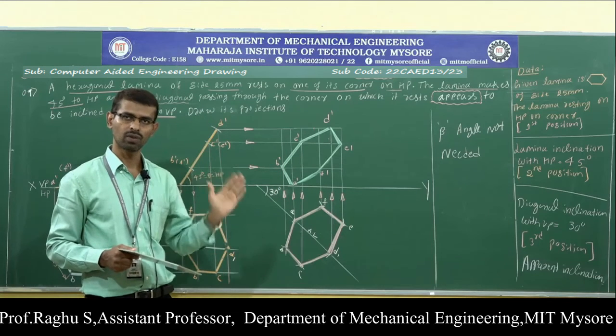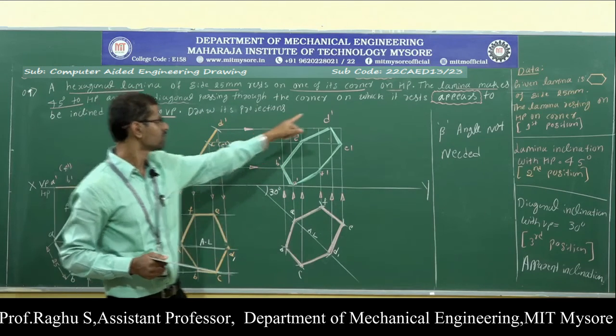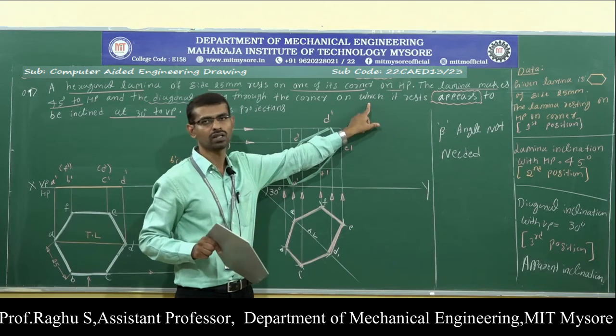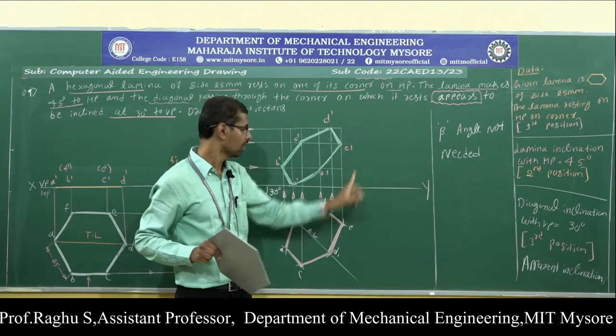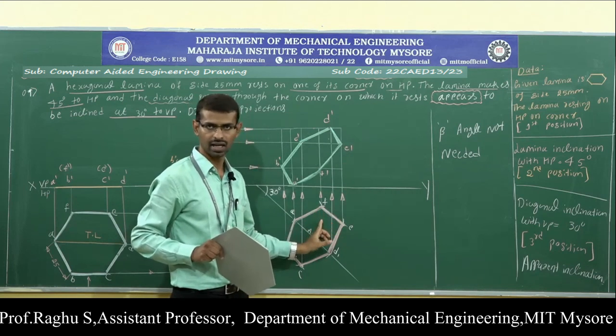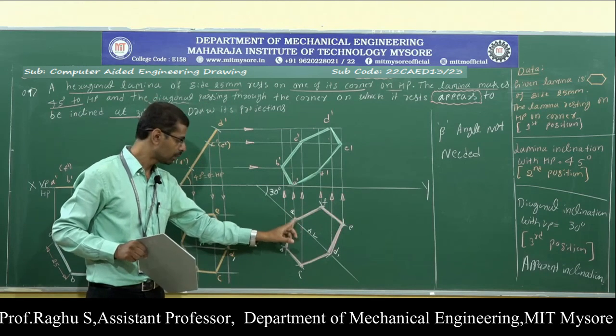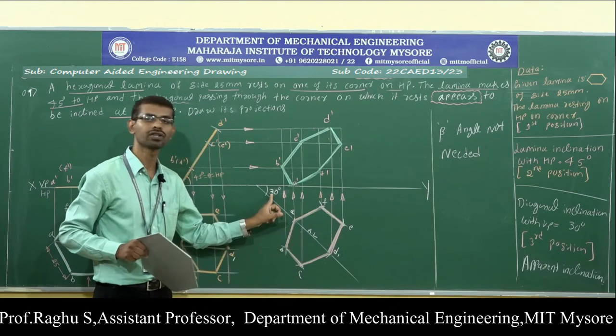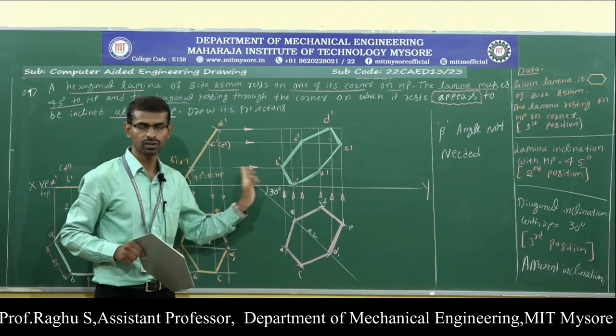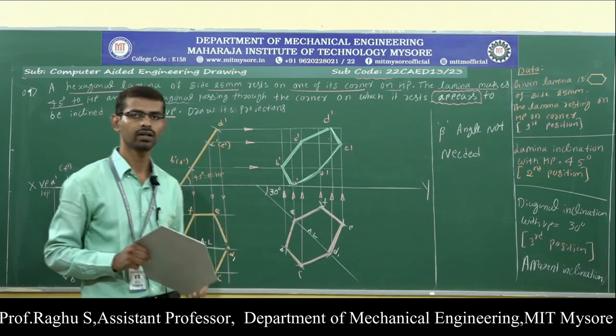So the problem is similar to the previous problem. The main difference is that here the diagonal appears to be inclined with respect to VP. That's why I am not finding the beta angle. I have redrawn this lamina by placing the diagonal AD directly on the 30 degree line. So this is the major difference between the previous problem and this problem.